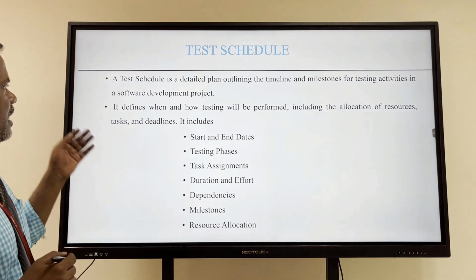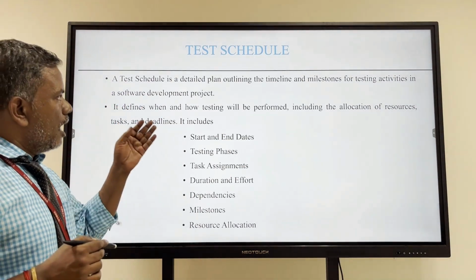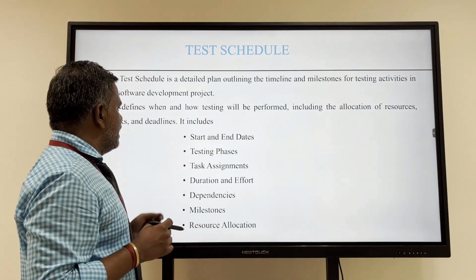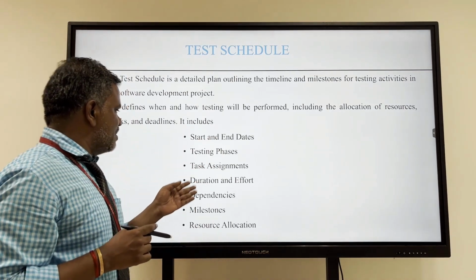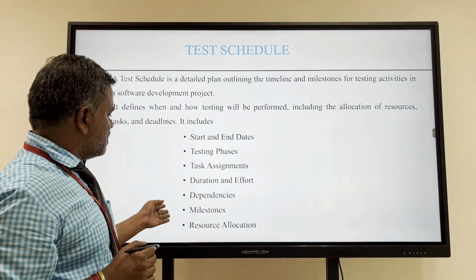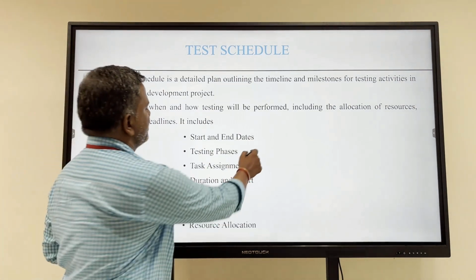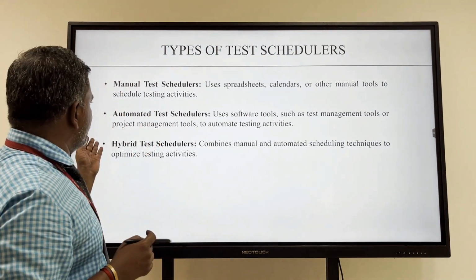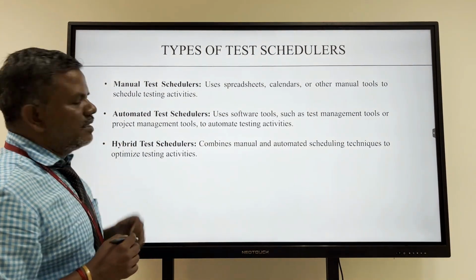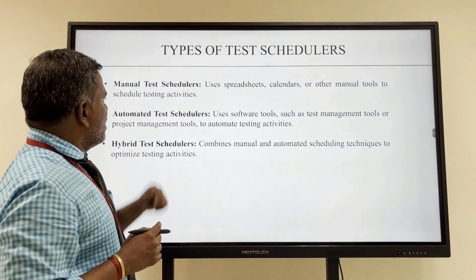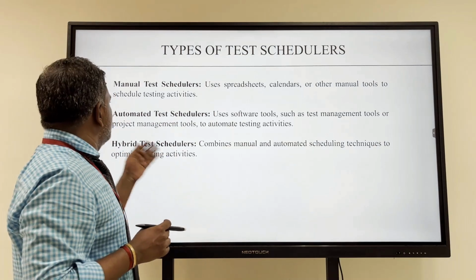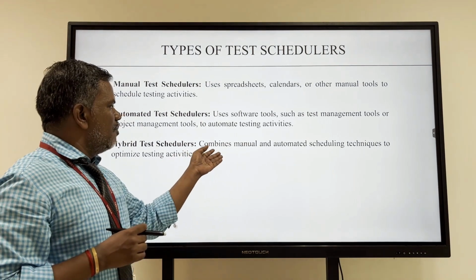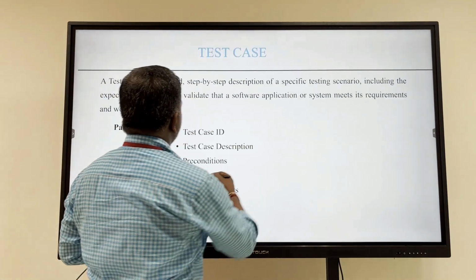Test schedule. Test schedule planning outlines the timeline. It includes start and end dates, testing phases, task assignments, duration, dependencies, milestones, and resource allocations. Types of test schedules: manual test schedule, automated test schedule, and hybrid test schedule. Manual test schedule uses spreadsheets and calendars; automated uses software tools and test management tools. Hybrid combines manual and automated test schedules.